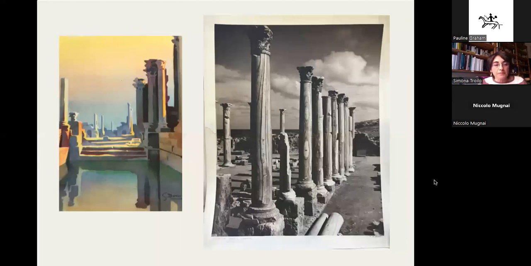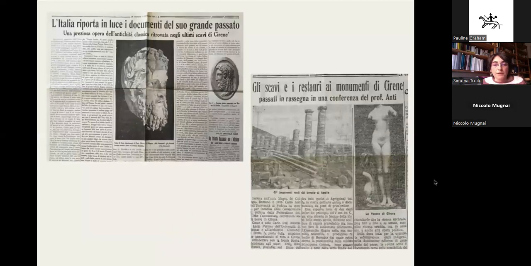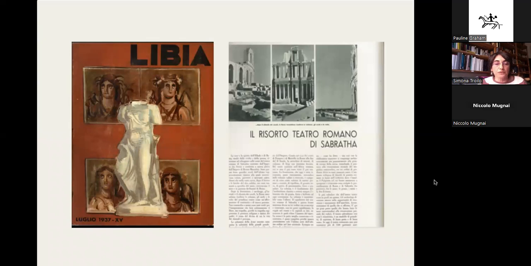Postcards like these, stamps, advertising materials, photographs in the press, and photographs in portfolio albums disseminated antiquities in the visual economy of colonialism. They also became a constant presence in the illustrated magazines of the time: the Rivista Illustrata del Popolo d'Italia, l'Illustrazione Italiana, Le Vie d'Italia, Libya, to name but the most important, became spaces in which to talk about and above all, to show the colonial ruins, which were photographed and offered to an even wider public.